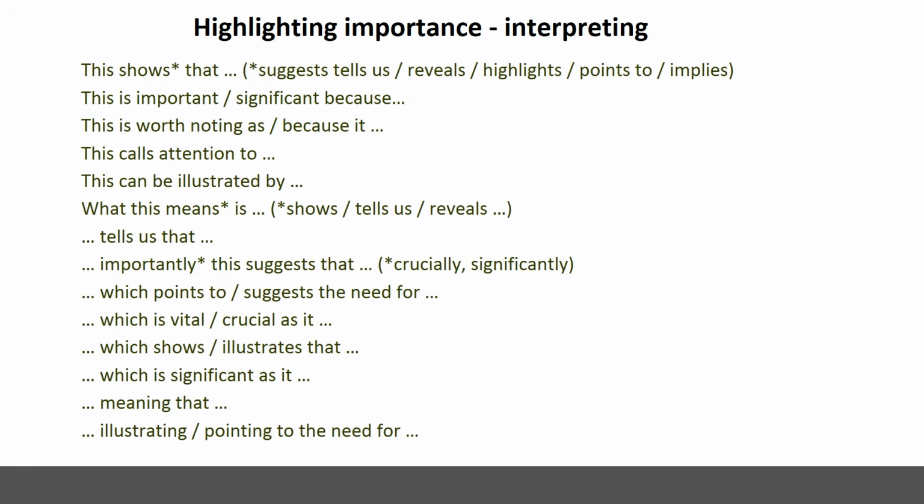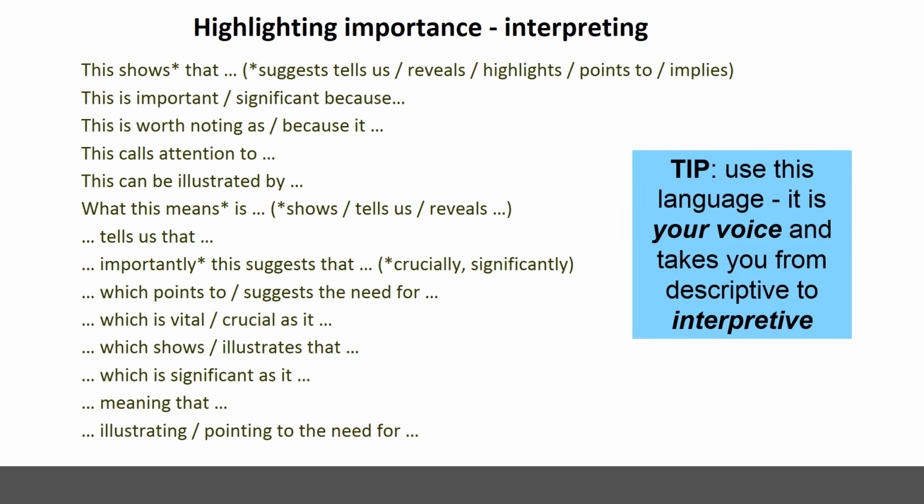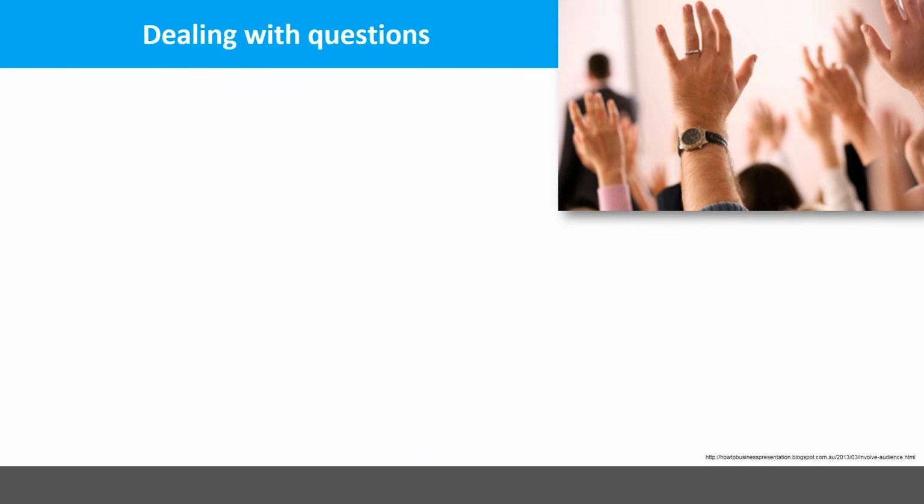Look at this language here. Read through it and have a look at what it does. When you say something like, this shows that, this tells us, what this means is, this language is really important. It's your voice. It takes you from the descriptive to the interpretive. And that's what academic markers want you to do. That's what they expect.